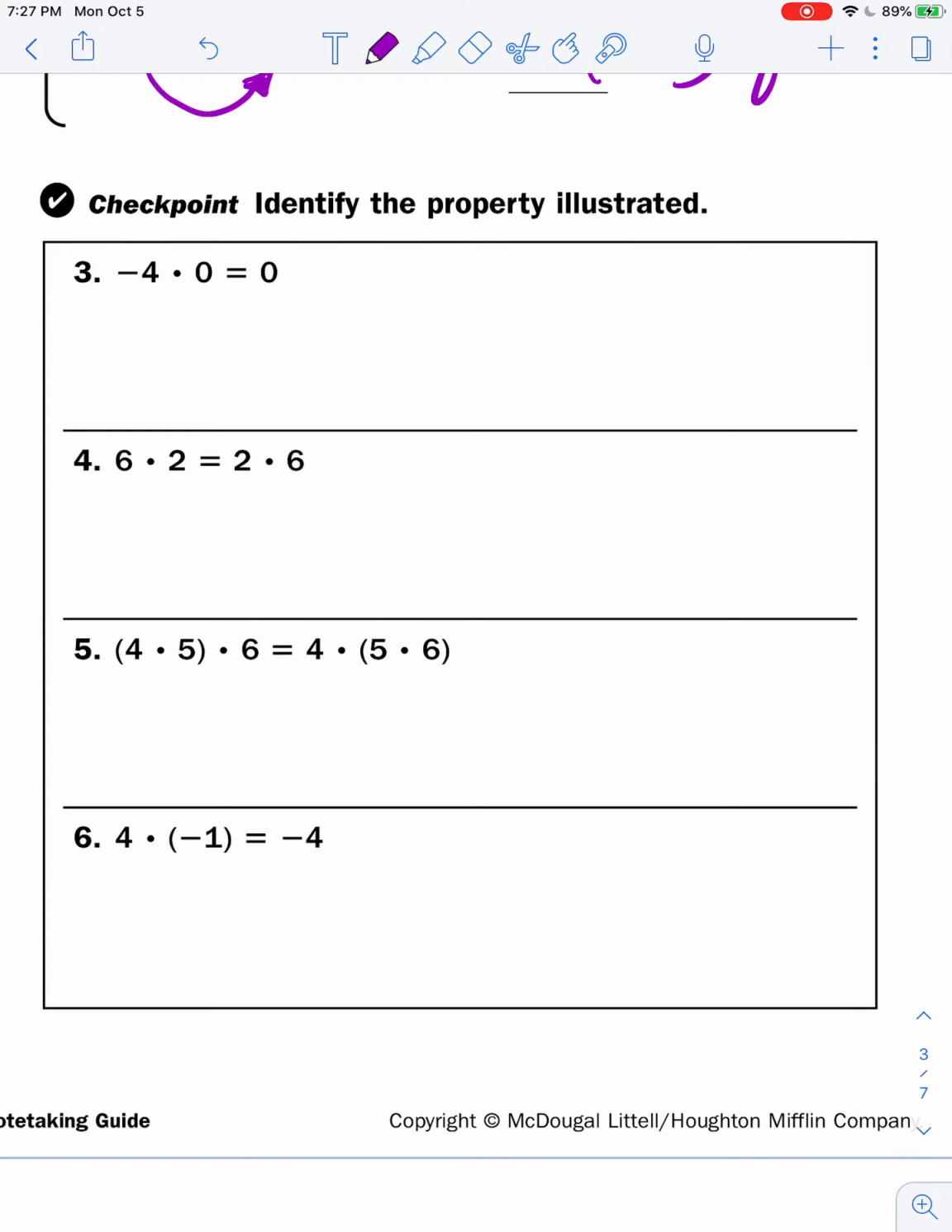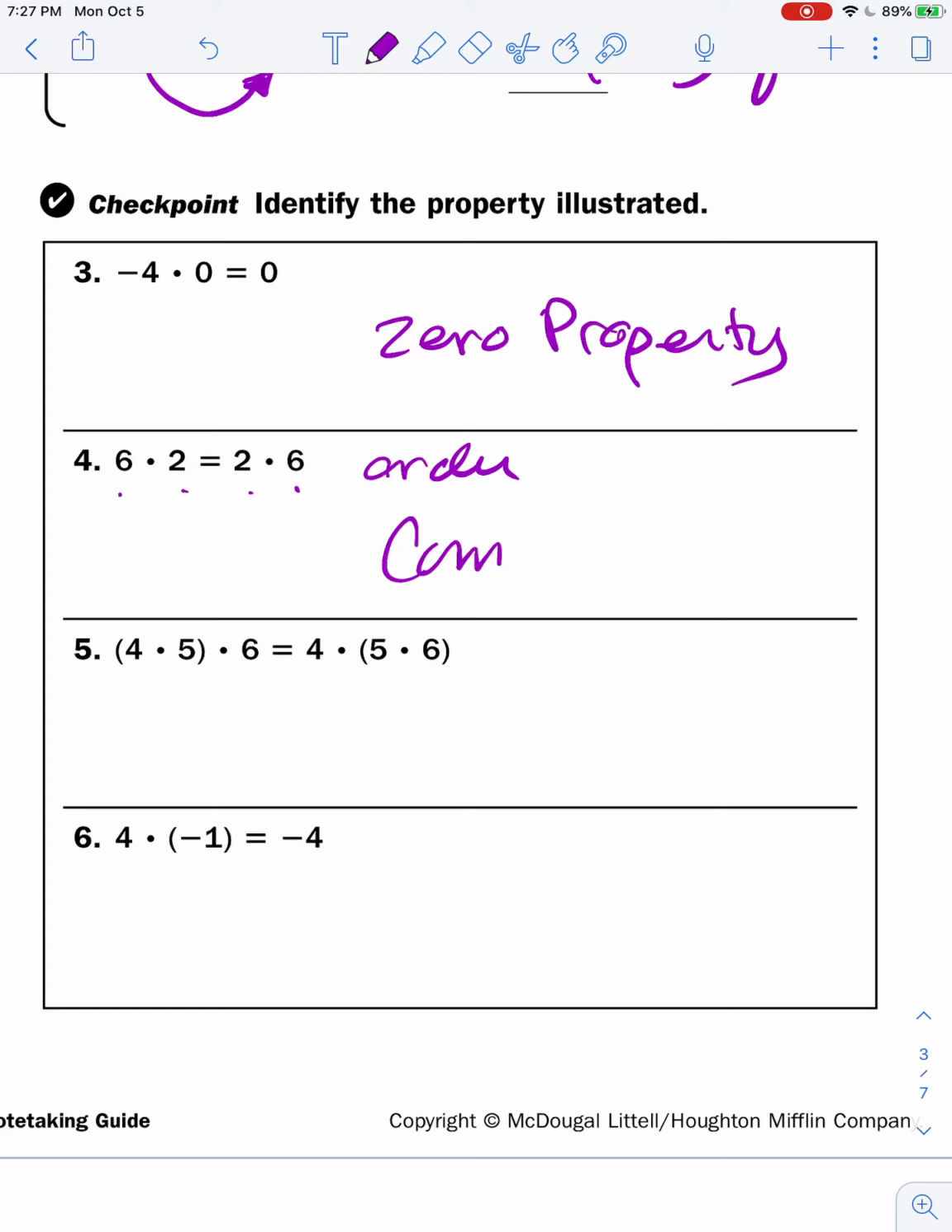Here it says again, identify the property. So that's the same thing. -4 times 0, that's our 0 identity, our 0 property. Alrighty, then what's happening here? 6 times 2, 2 times 6. So they changed the order. That's our commutative, back and forth, back and forth. So that's our commutative property.